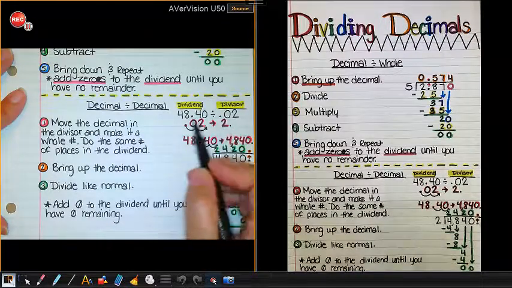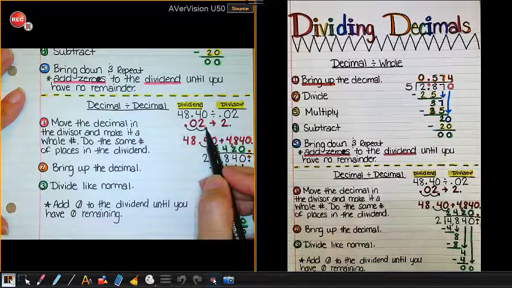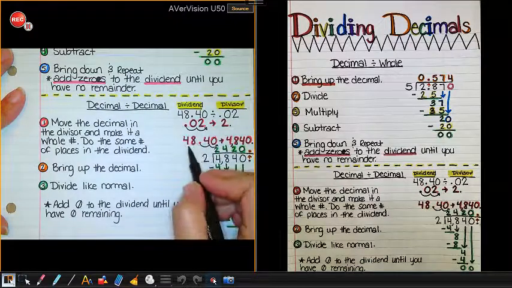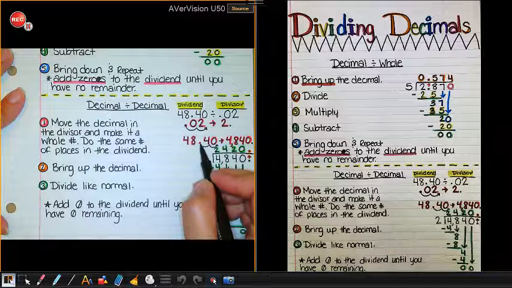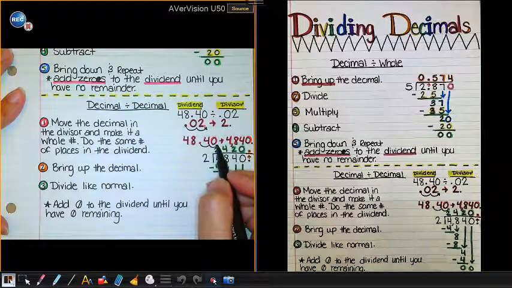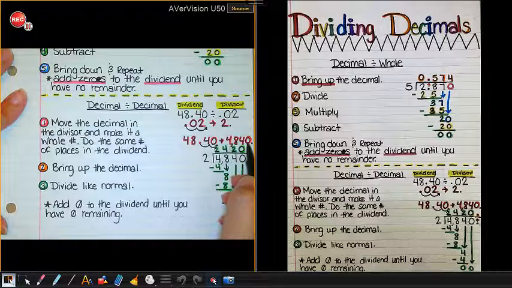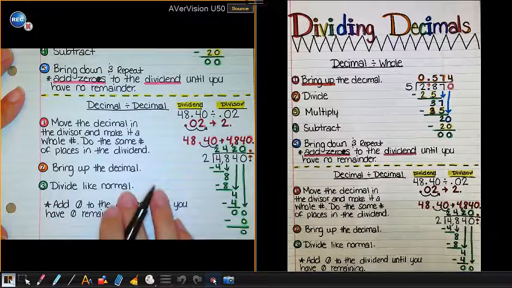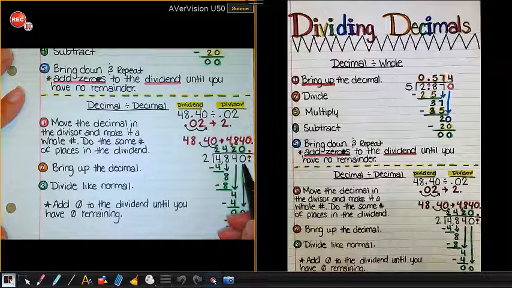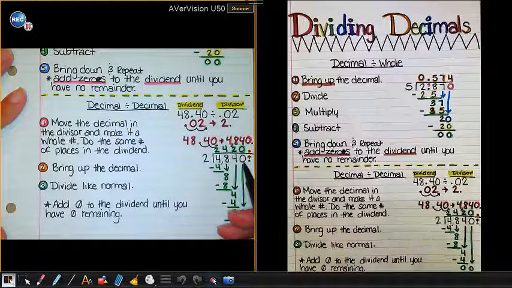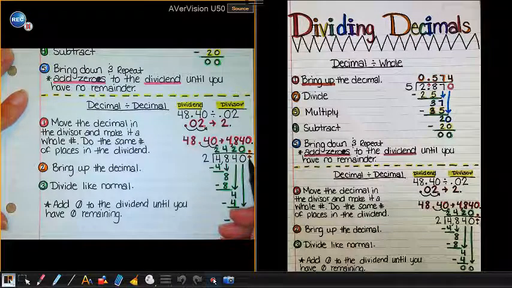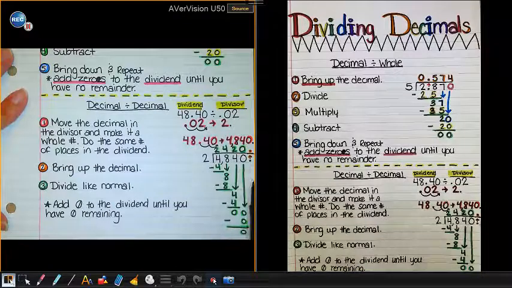Since we did that to the divisor, we have to move the same number of places in our dividend. So I'm going to take 48.40 and move the decimal 2 places, and that's going to change my number to 4,840. And then you can go ahead and divide. Just as it stated when you're dividing a decimal by a whole number, the same steps apply. You're going to bring up the decimal, and then divide, multiply, subtract, bring down, and repeat that process over until you get a 0 remainder.